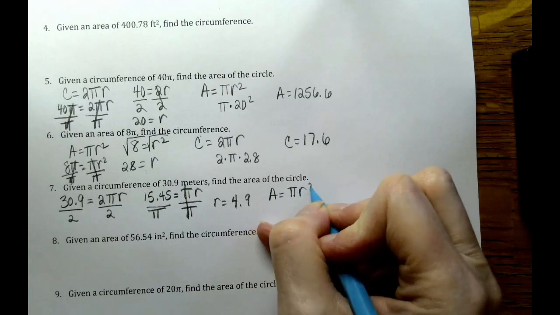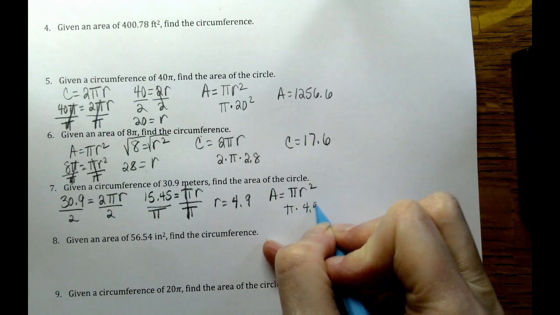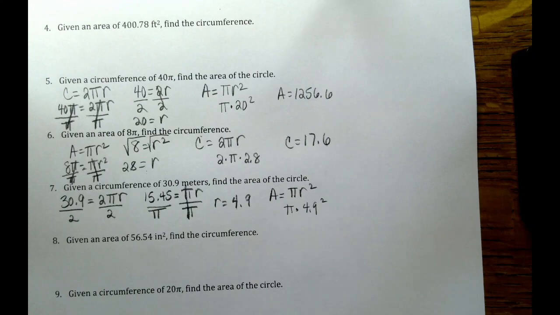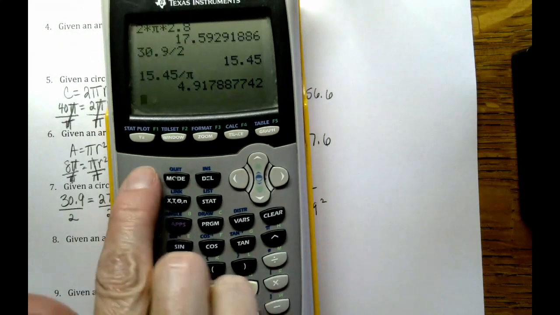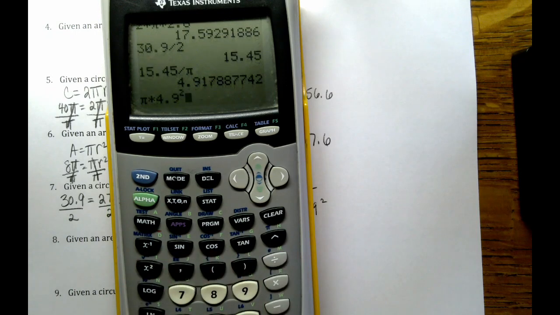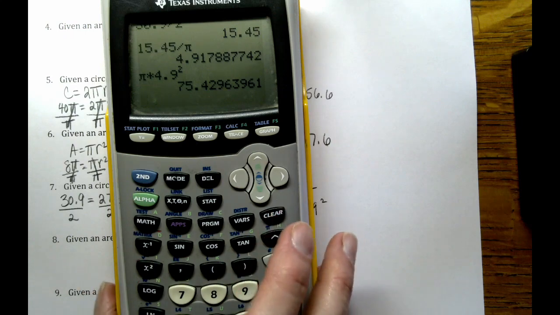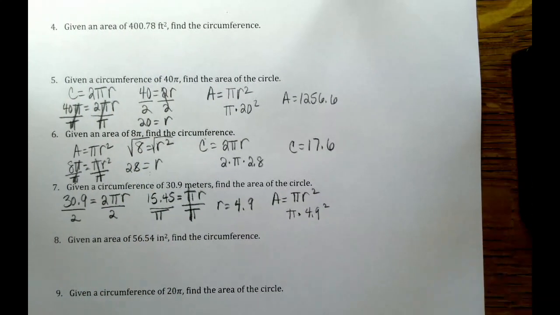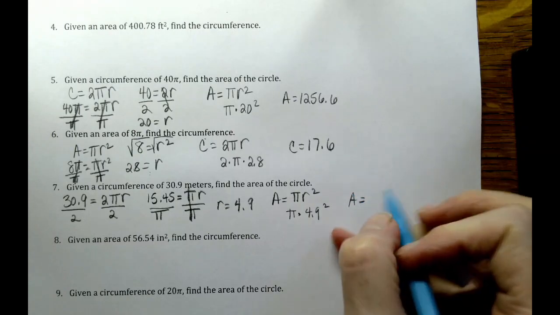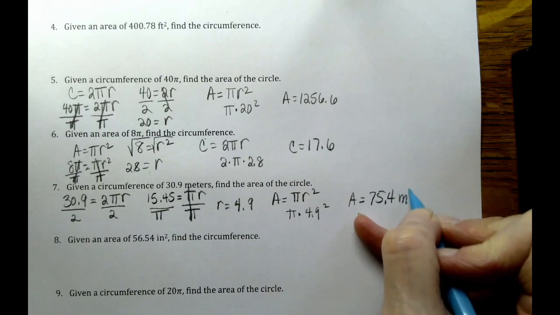The area is pi times radius squared. So it's going to be pi times 4.9 squared. And we type that in. Pi times 4.9 squared. We get 75.42. 2 is less than 5, so we're going to leave the 4 alone. Our area is going to be 75.4 meters squared.